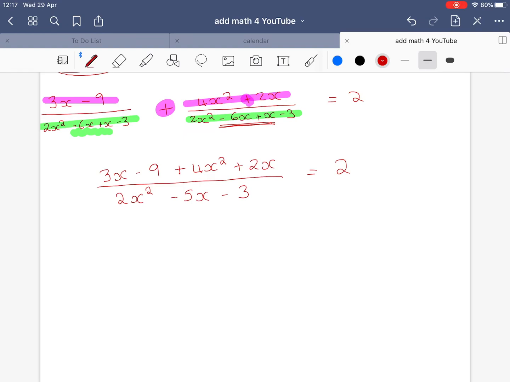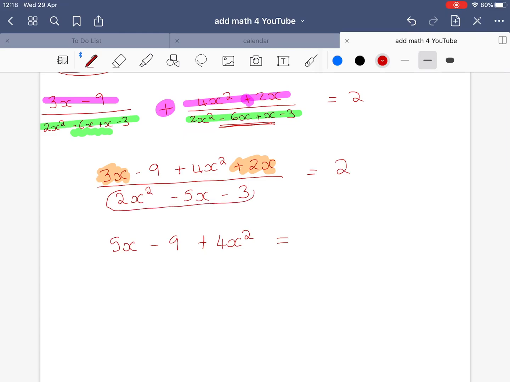So what I want to do is simplify the top. Let me use my highlighter. So I've got 3x, add another 2x, that gives me 5x. I've still got minus 9, and I've got positive 4x squared. So that's just the top.